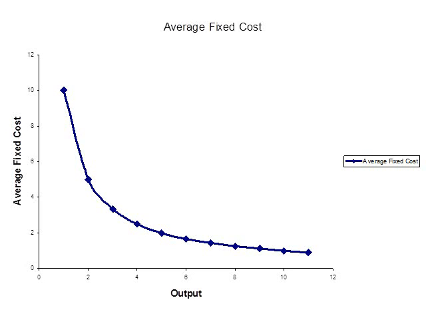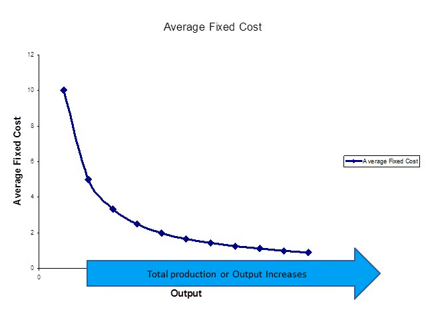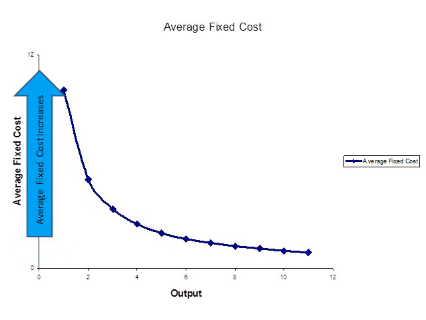Before discussing the particular features of the graph of average fixed costs, let's take a minute to understand the structure of the graph. The horizontal axis, or the x-axis, represents total production or total output. Total production or total output increases as one moves from left to right. The vertical axis, or the y-axis, represents the average fixed costs. Average fixed costs increase as one moves from 0 upwards.